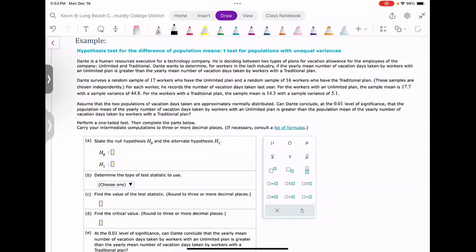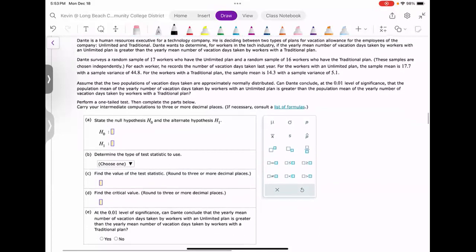All right, here's our next example. Dante is a human resources executive for a technology company. He is deciding between two types of plans for vacation allowance for the employees of the company, unlimited and traditional. Dante wants to determine for the workers in the tech industry if the yearly mean number of vacation days taken by workers with an unlimited plan is greater than that of the traditional plan.